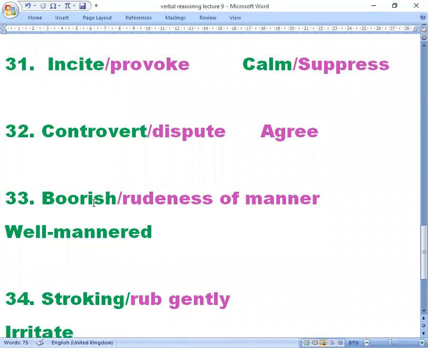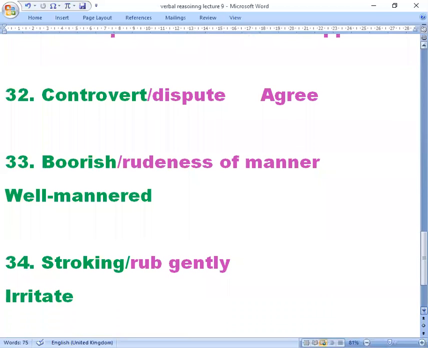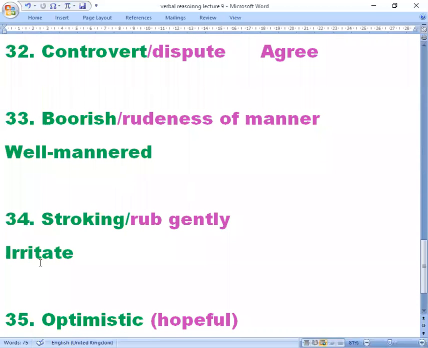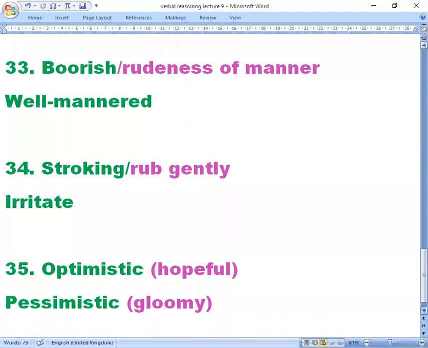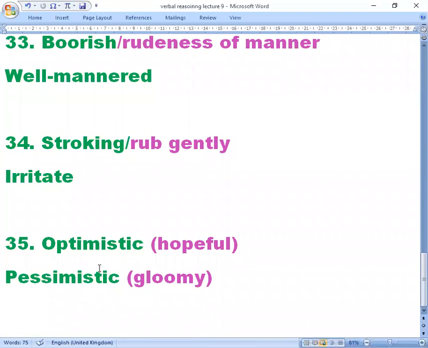Next is boorish, that means rudeness of manner, and the antonym of this word boorish is well-mannered. Next word is stroking, that means rub gently, and the antonym of this word is irritate. Next word is optimistic, that means hopeful, and the antonym of this word is pessimistic, that means gloomy.